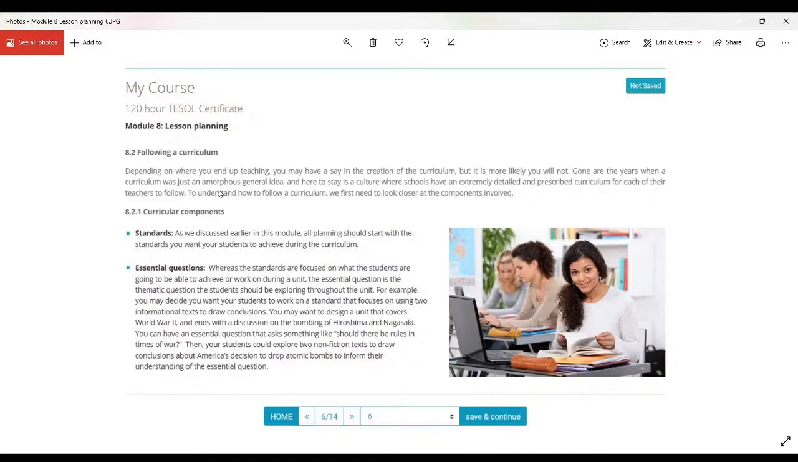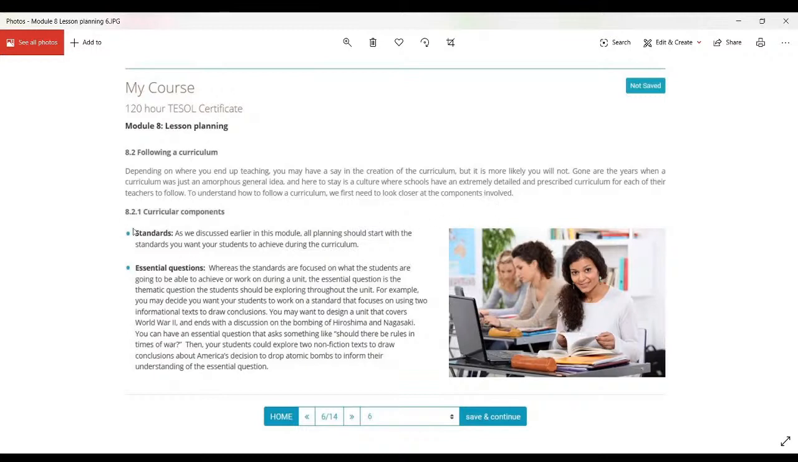Next is following a curriculum. Depending on where you end up teaching, you may have a say in the creation of the curriculum, but it is more likely you will not. Gone are the years when a curriculum was just an amorphous general idea, and here to stay is a culture where schools have an extremely detailed and prescribed curriculum for each of their teachers to follow. To understand how to follow a curriculum, we first need to look closer at the components involved.